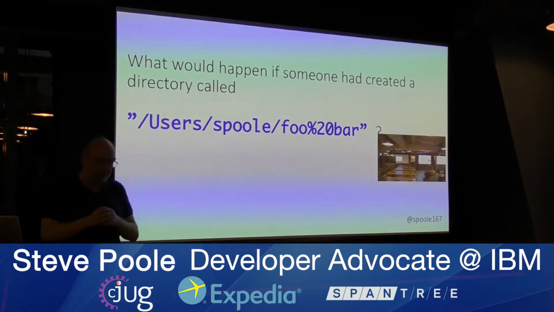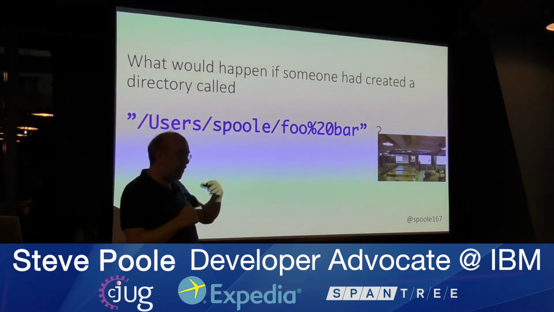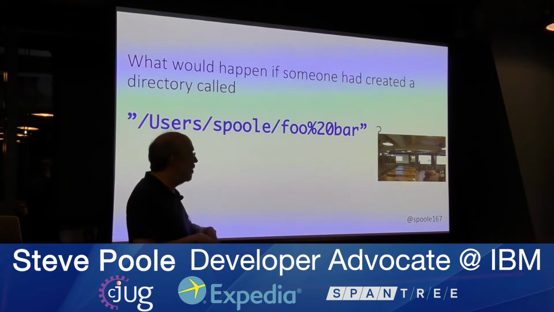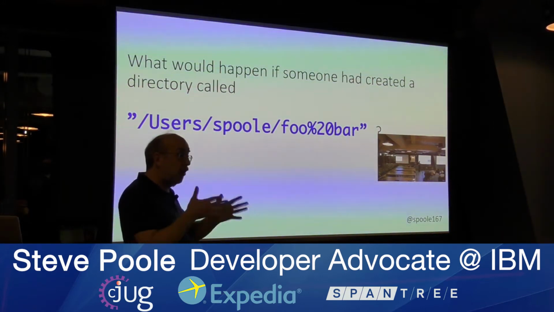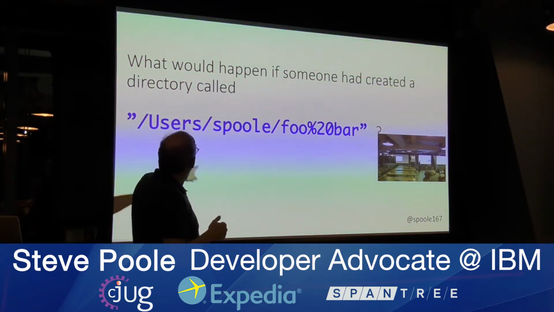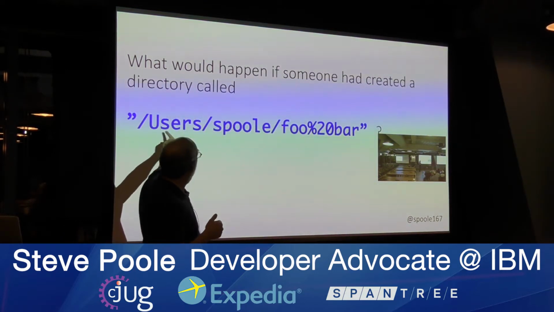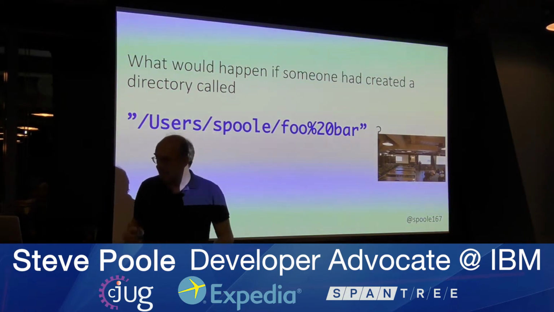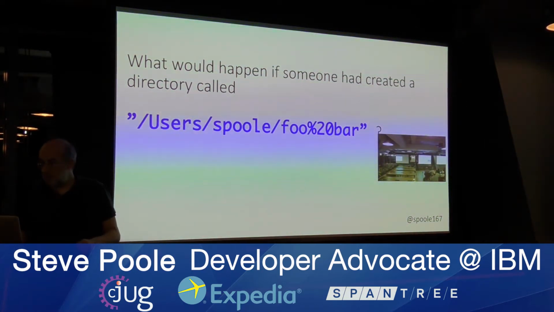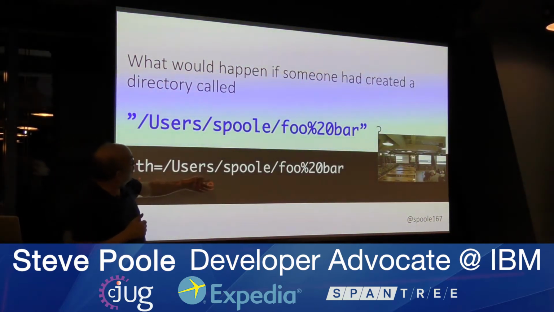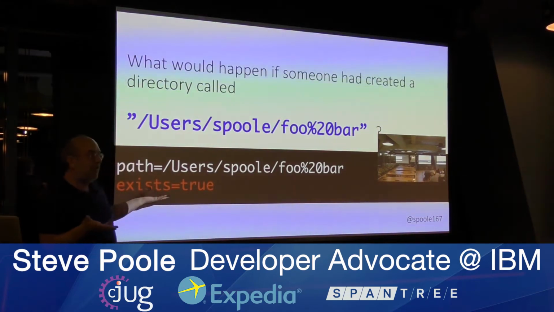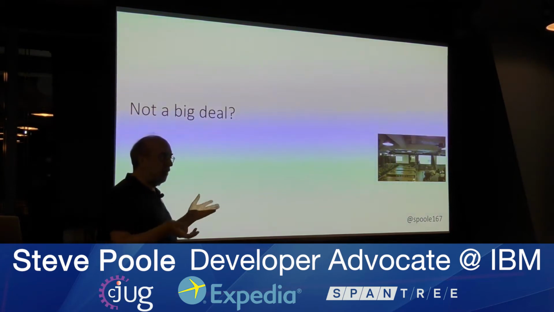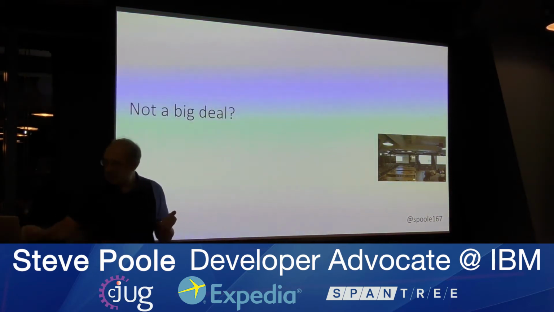However, the code that failed at the beginning, asking does this thing with %20 exist, failed because that directory didn't exist. Somebody could have created that directory, because that's valid. And then when they ran that code, it would have been true, it existed, because somebody got in there. Now you may not think that's a big deal, that's just a little bug, right?